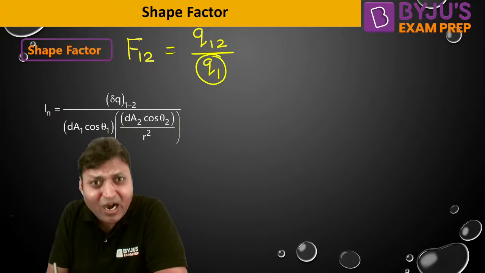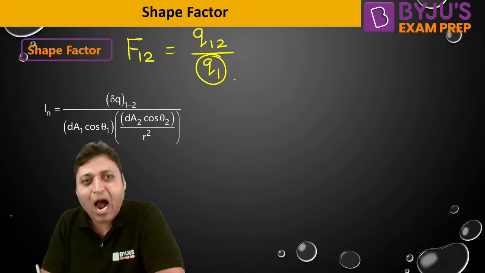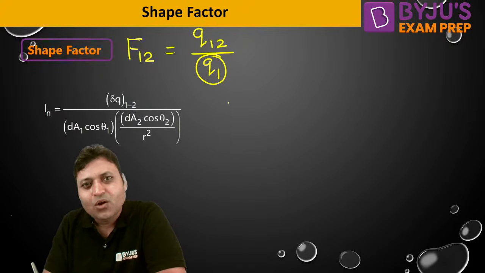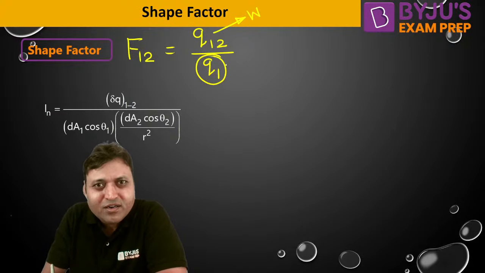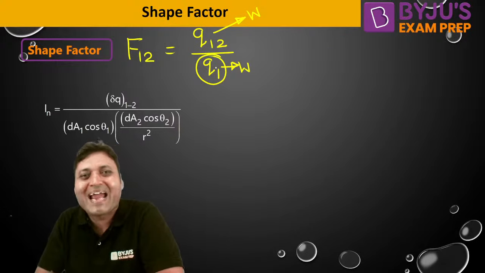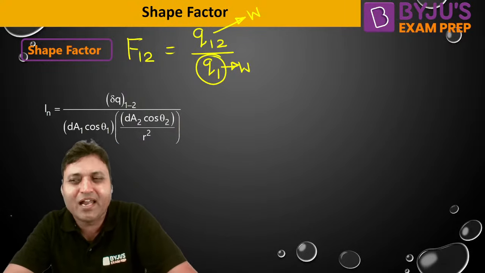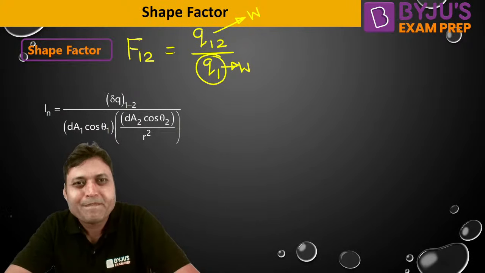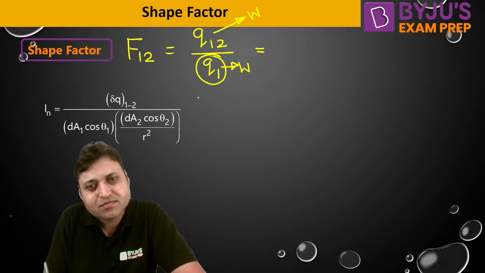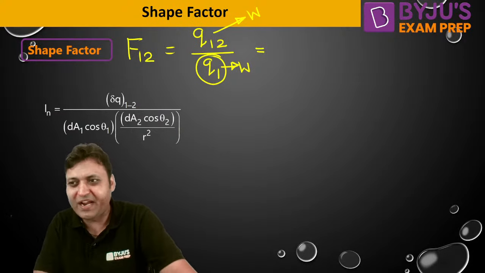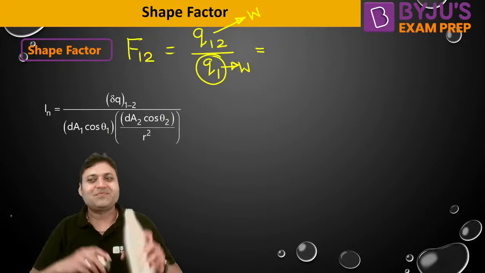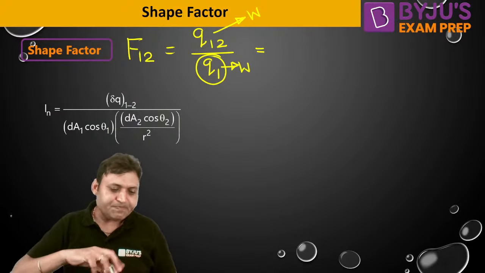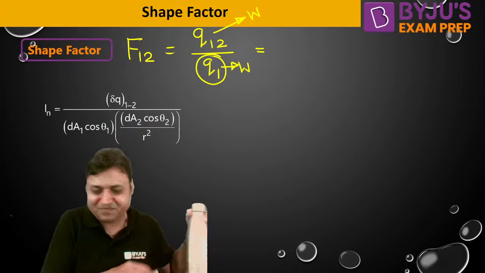So the shape factor from 1 to 2 is the ratio of Q1 to 2 upon Q1. Can you just let me know how to write Q1? What is Q1? What is the unit of Q1 to 2 and of Q1? How to calculate Q1? Who will tell me? I am waiting for your response. Where are the intelligent people? Are they attending the session or not?